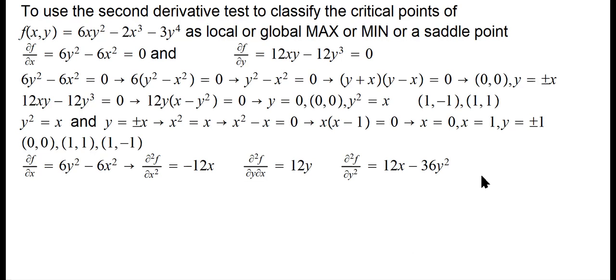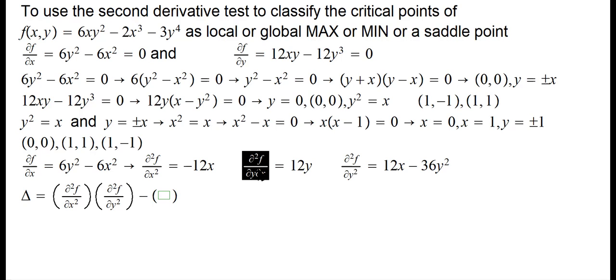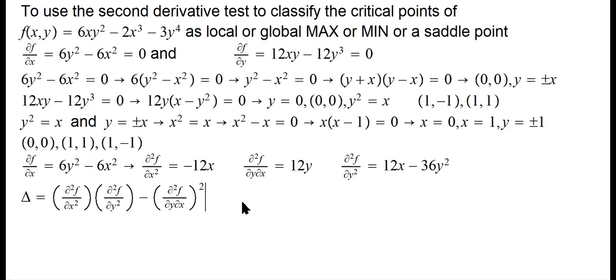Okay, so if we calculate our discriminant, that is this value, which is going to be this second derivative times this one, that is with respect to y, and then minus the square of this one, and we did not obtain the dx dy part here, all right, because we know that in this case the order will not matter whether we do dy dx or dx dy. Okay, so this is what we have.